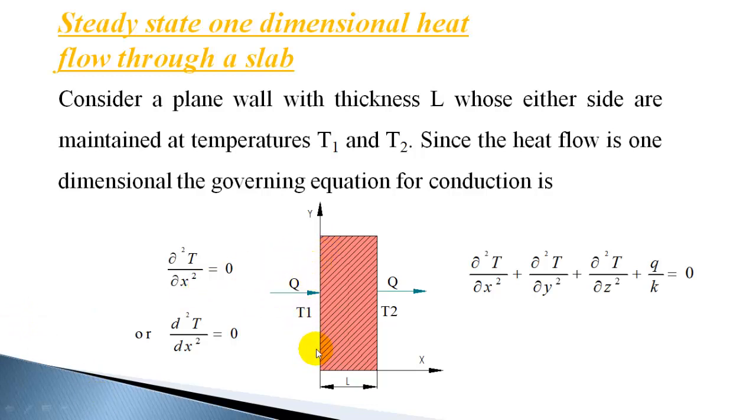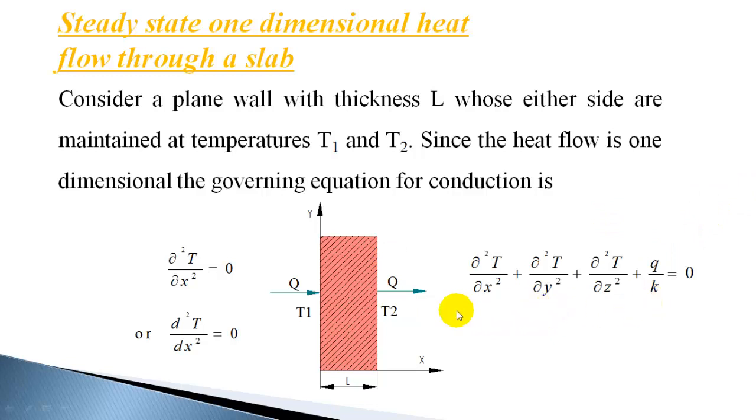If you can maintain the temperature constant with respect to time at any given location, you can say the heat transfer is steady state. So here also the temperature is maintained constant with respect to time. There is no variation of temperature with respect to time at a given location. Then you can say heat transfer is steady state. So we are taking one-dimensional steady-state heat conduction through a slab with material having constant thermal conductivity.